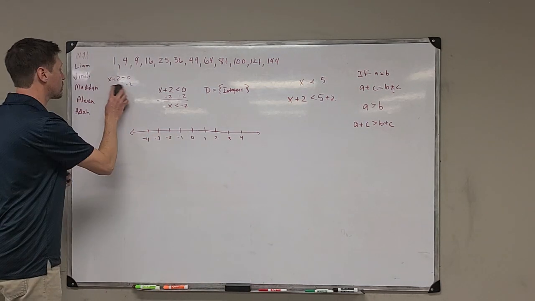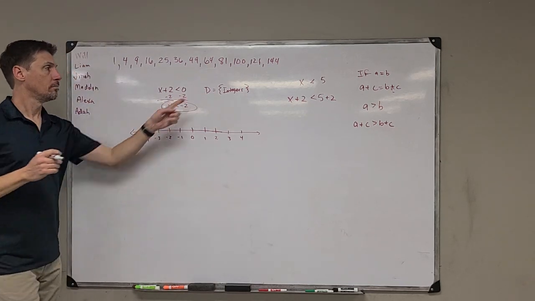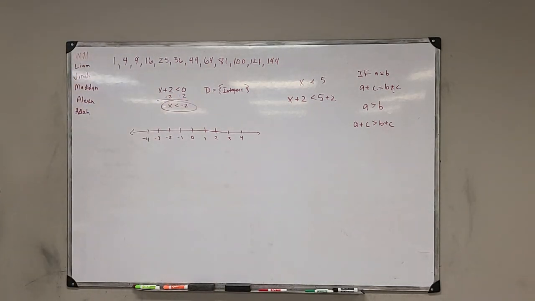All right? So this is what I actually want to graph. But I want to make sure my domain is all integers. So how would I graph that? Somebody down on the board want to tell me? Where would I put my first circle?